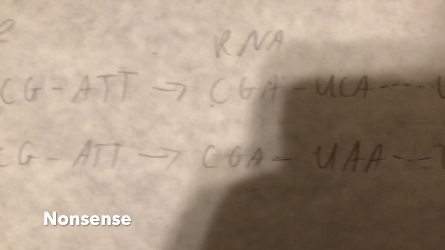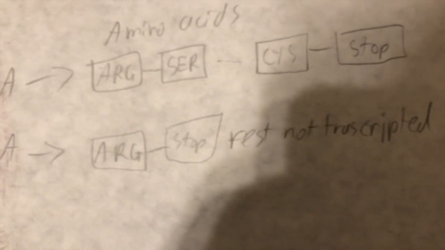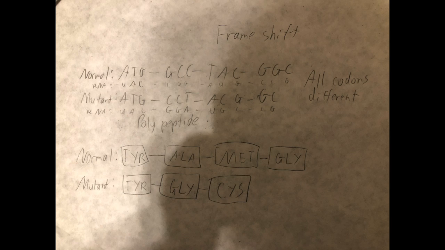Another type is nonsense, when a nucleotide mutates and codes for a stop amino acid, terminating the process and creating an incomplete polypeptide chain. The other group of mutation is frameshift. When a nucleotide is added or deleted, every single codon after it will be different. This can drastically change the protein the DNA codes for.